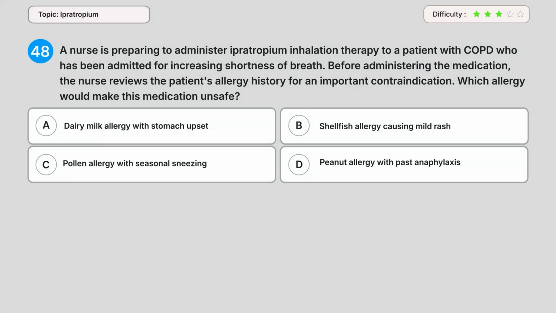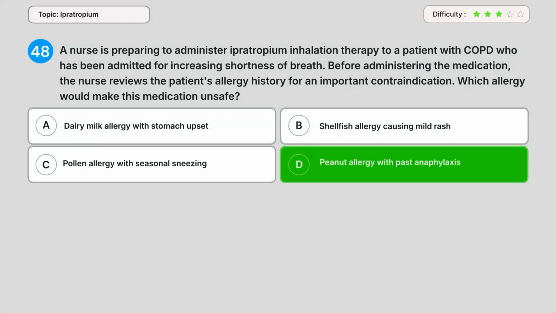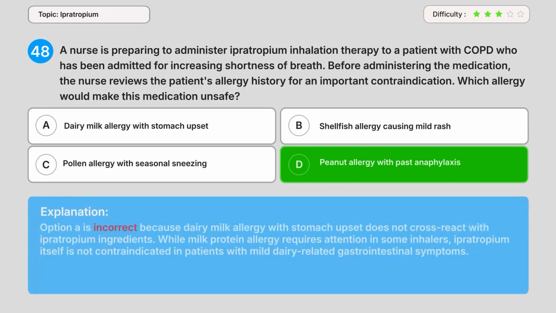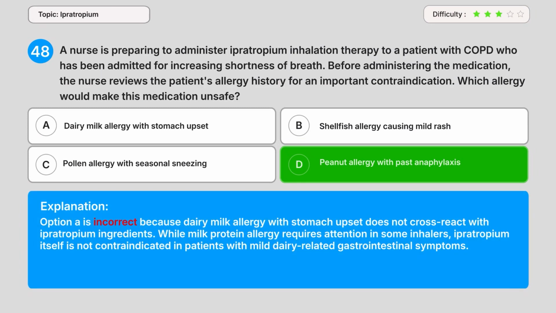Correct answer. D. Peanut allergy with past anaphylaxis. Ipratropium contains soy lecithin, which cross-reacts in some patients with peanut allergy. A patient with documented peanut allergy and prior anaphylaxis should not receive ipratropium due to the risk of severe allergic reaction. Option A is incorrect because dairy milk allergy with stomach upset does not cross-react with ipratropium ingredients.